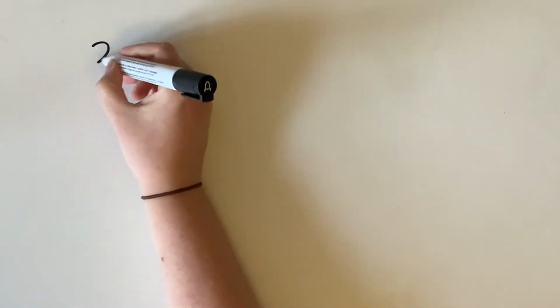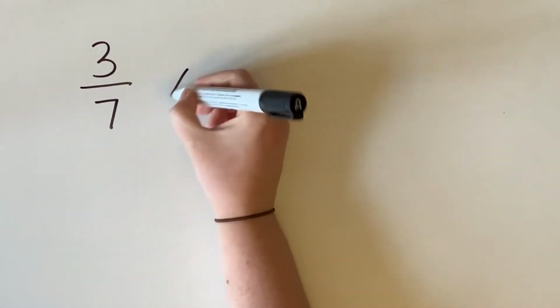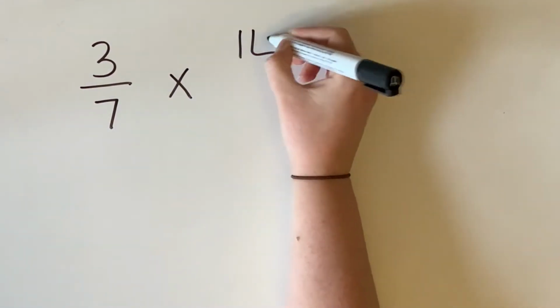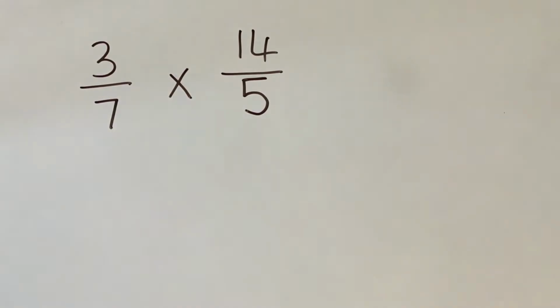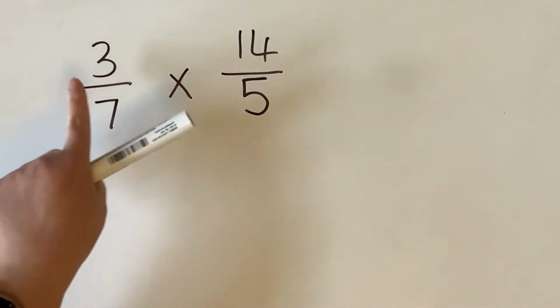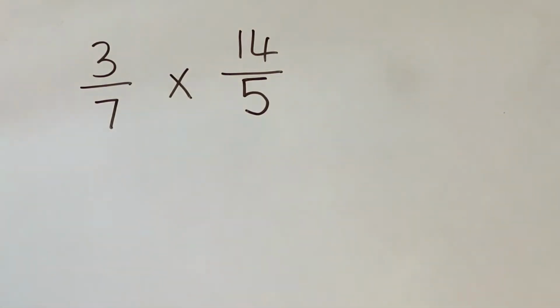Okay, so if I had the fractions 3/7 multiplied by 14/5, there are two ways in which you could work this out. What you could simply do is just multiply across. So multiply the numerators, multiply the denominators, and then simplify your answer. Although with that method, it can start to get a little bit tricky and you're having to deal with some really big numbers.